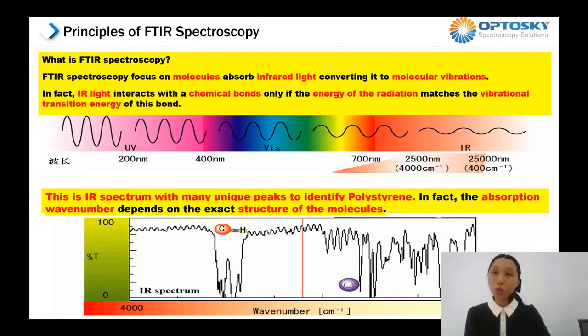What is the principle of FTIR spectroscopy? FTIR spectroscopy focuses on molecules, observing the infrared light and converting it to molecular vibrations. Infrared light interacts with chemical bonds only if the energy of the radiation matches the vibrational transition energy of the bond. You can see here a vivid IR spectrum. It has many unique peaks, and these peaks are the unique identification of polyxylene. The absorption wave number depends on the exact structure of the molecule.